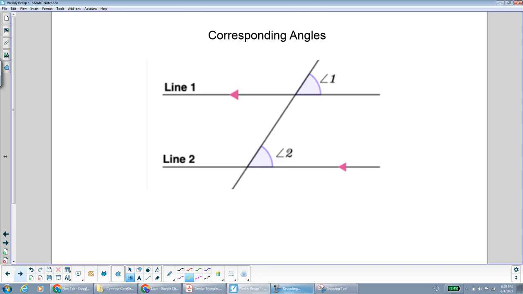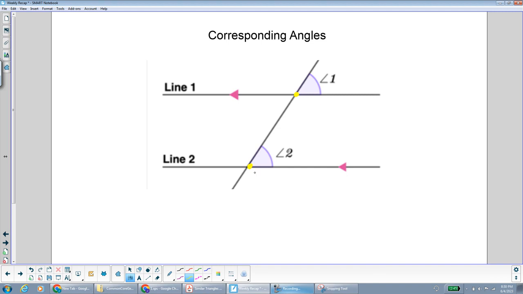We also have corresponding angles. Once again, corresponding angles are only congruent when we have parallel lines cut by a transversal, and corresponding angles are angles that are in the same position when the parallel line meets the transversal. For example, angle 1 and angle 2 here are corresponding angles because if you look where the parallel line meets the transversal, angle 1 is to the top and to the right, and so is angle 2.